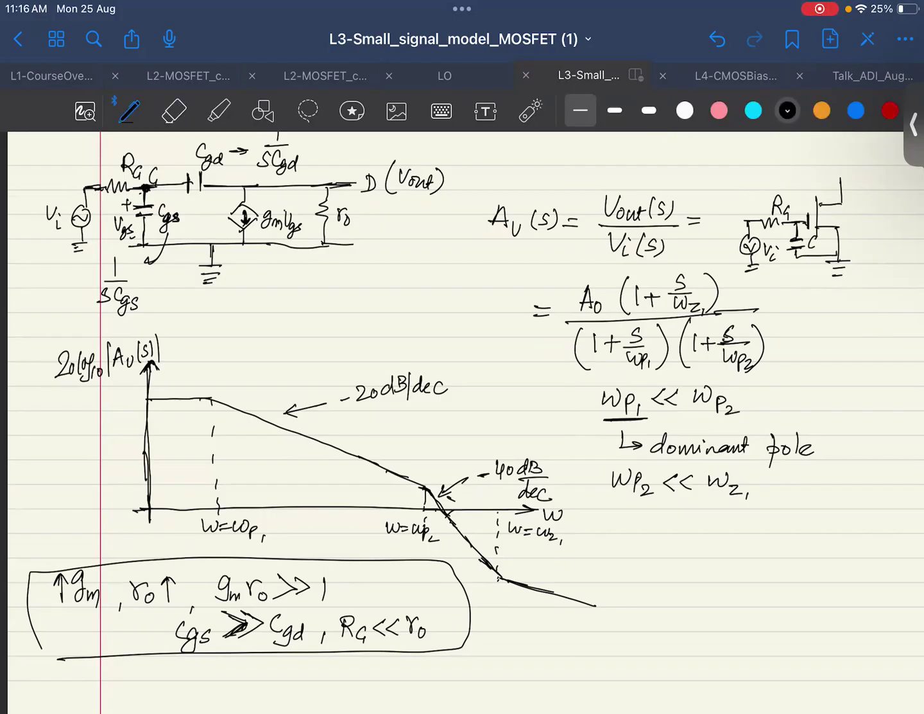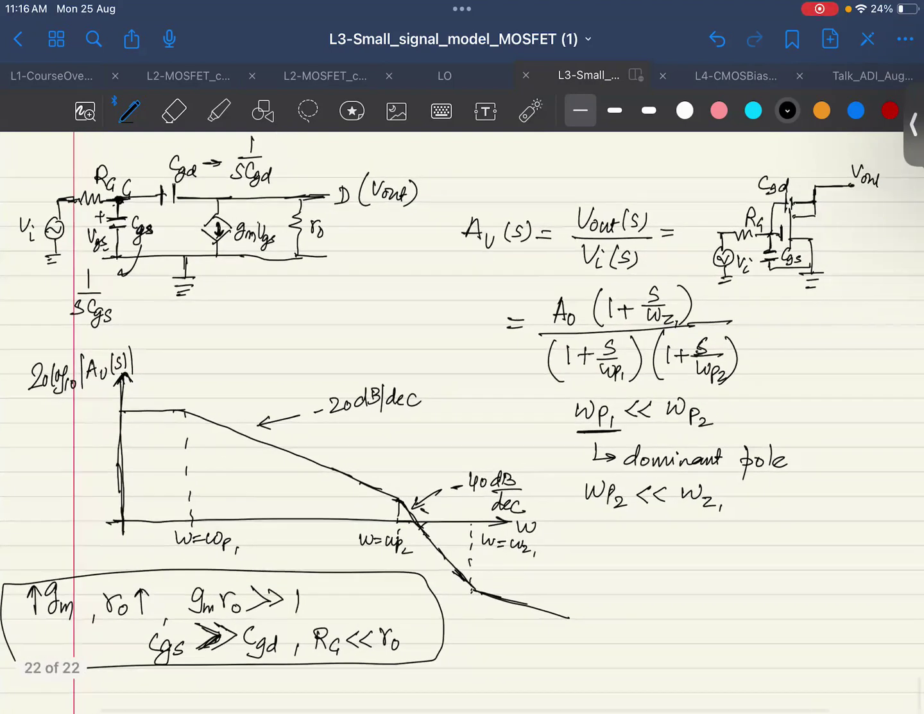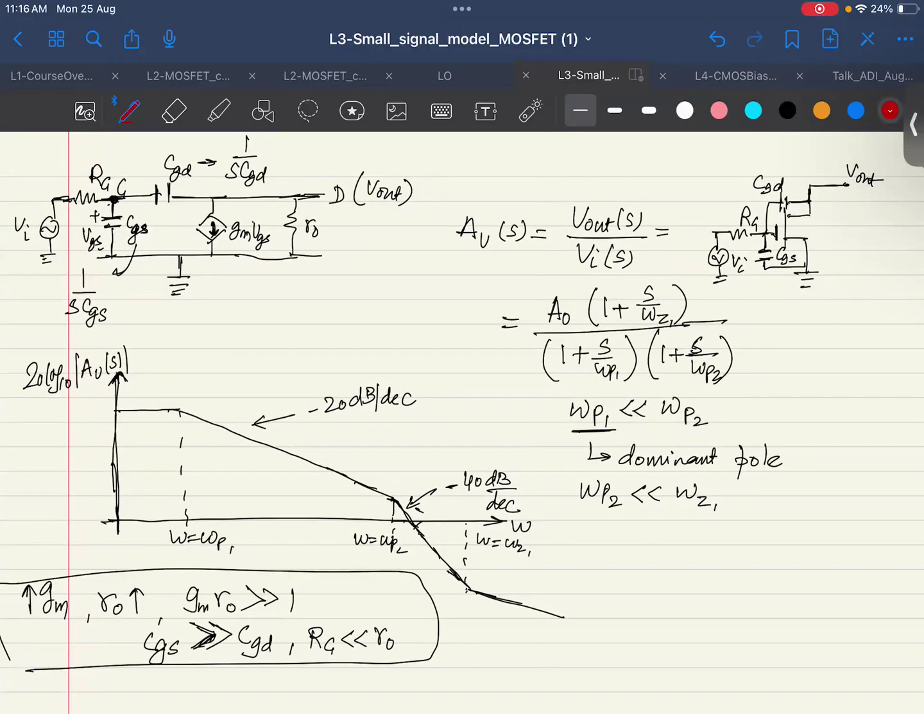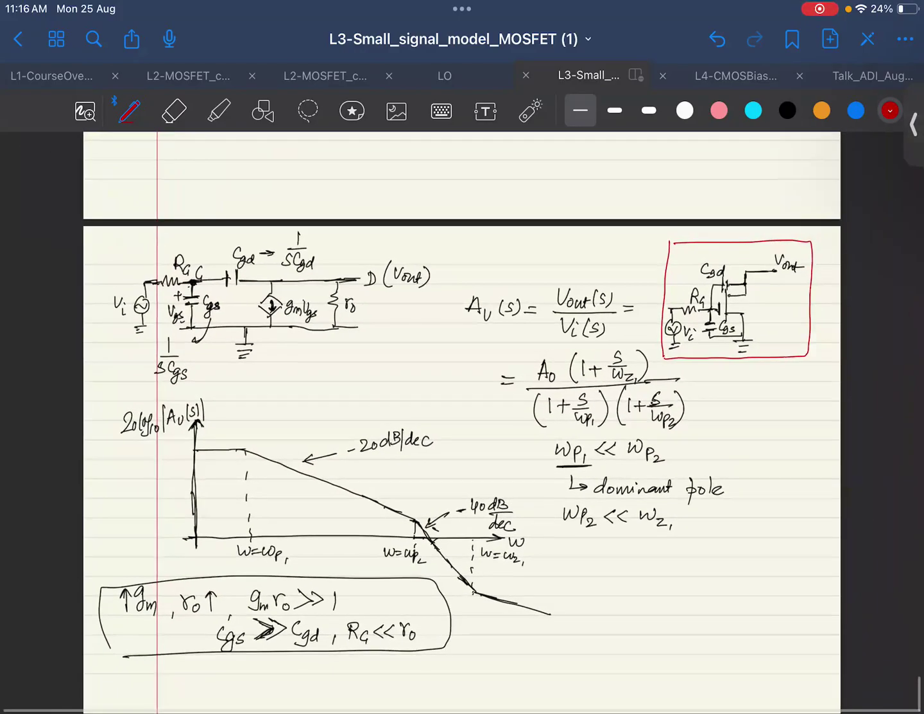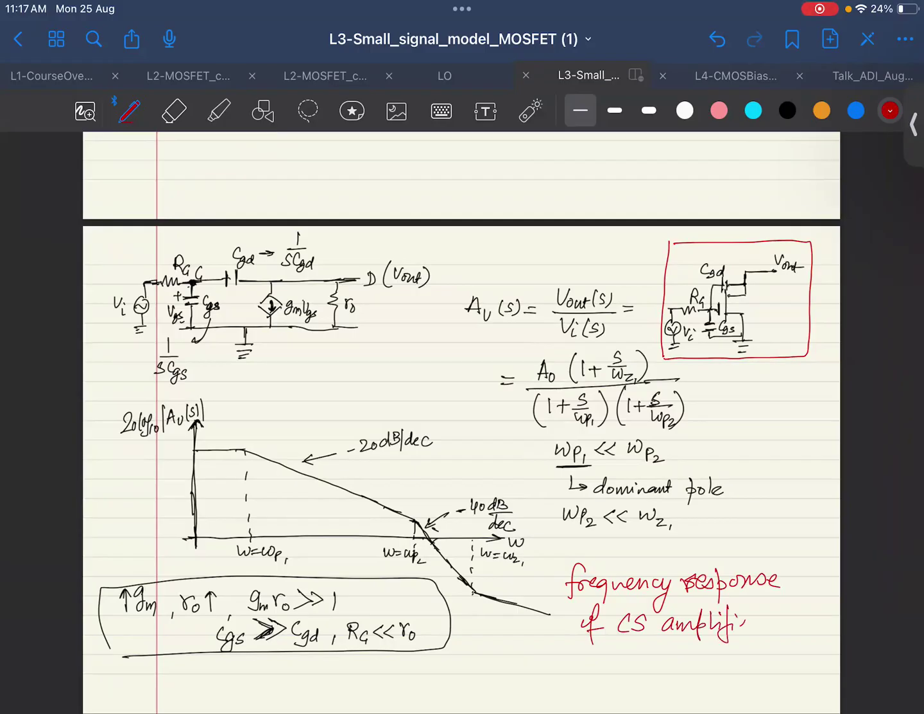And this is just from the structure which we see, and there's also a capacitance CGD. This is the kind of network. If drawn as a circuit, it looks like this. Okay, and this is the frequency response. Similarly, one can calculate the frequency response of any circuit once they can make this kind of small signal model.